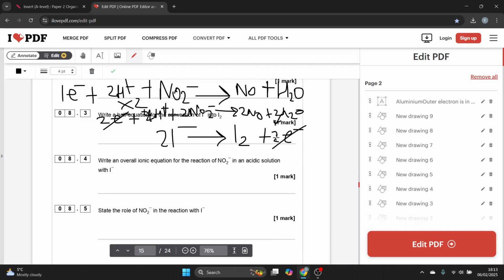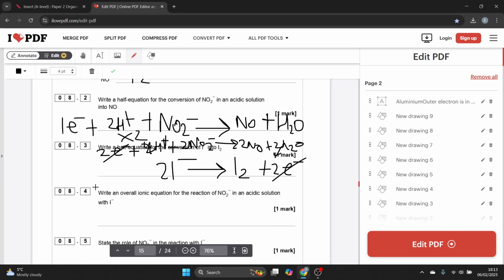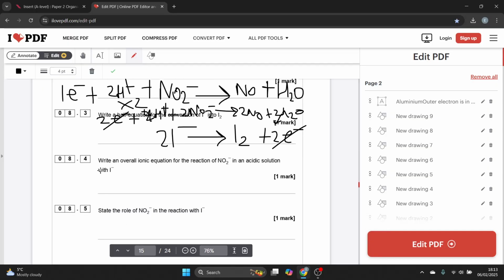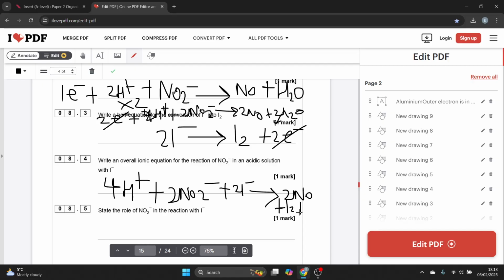Obviously, don't do that in the exam because that's part of your answer to 8.3. And then you just add them on. So then it's just going to be 4H plus plus 2NO2 minus plus 2I minus to 2NO plus I2 plus 2H2O. I thought we could divide by 2, but obviously I can't because there's 1 iodine there.